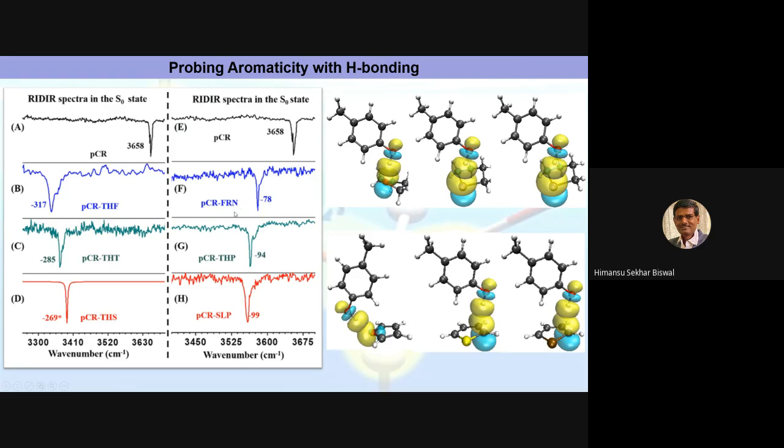So in furan, the delocalization is huge. If the oxygen is less available, the redshift is less, which means there is less hydrogen bonding. If the redshift is more, there is more hydrogen bond formation happening.